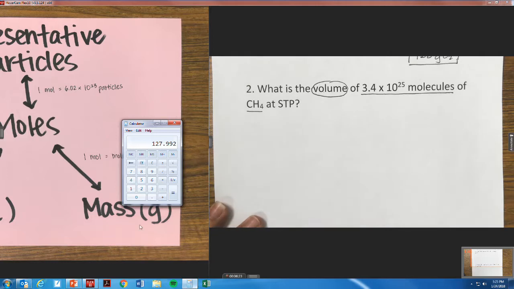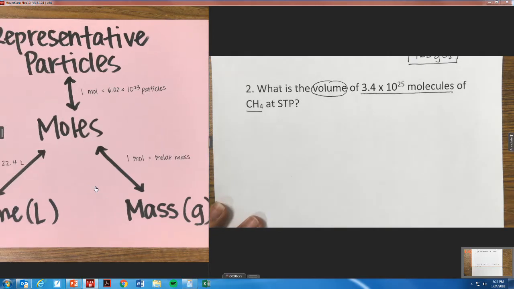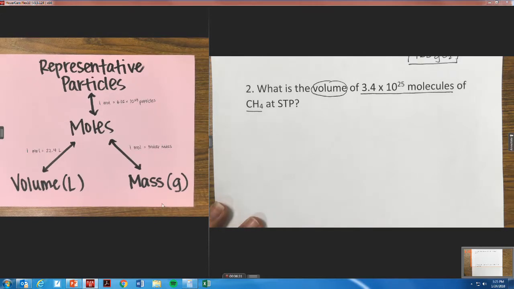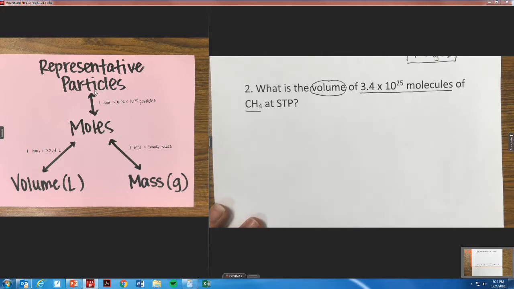Okay, so on my mole map, let's try to figure out where I am. I was given molecules. Remember that molecules, well, it's not grams and it's not liters, so it must be particles. Remember that particles are atoms, molecules, formula units. Those are representative particles. So molecules, I would start here, and I've been asked to find volume.